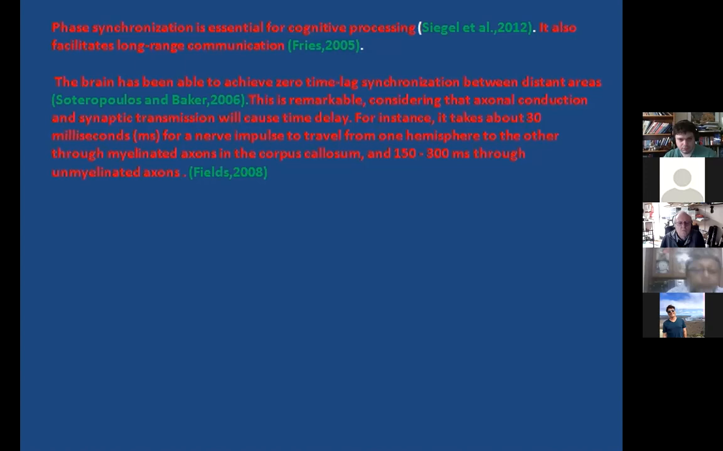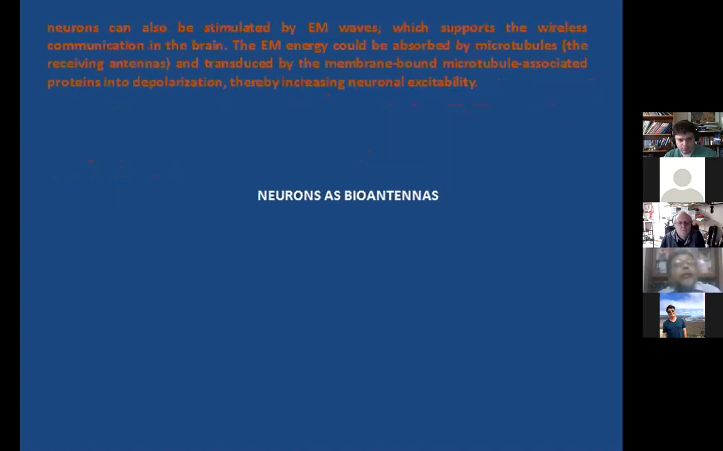Okay, so neurons can also be stimulated by electromagnetic waves, which supports wireless communication in the brain. The electromagnetic energy could be absorbed by microtubules, the receiving antennas, and transduced by the membrane-bound microtubule associated proteins into depolarization, thereby increasing neuron excitability. So the neurons could be treated as bioantennas. We will come to this at a later stage.